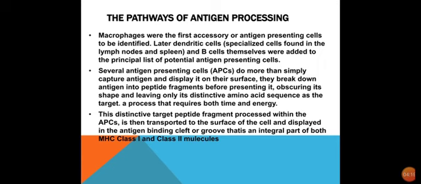Several antigen-presenting cells do more than simply capture antigen and display it on their surface. They break down antigen into peptide fragments before presenting it, obscuring its shape and leaving only its distinctive amino acid sequence as the target, a process that requires both time and energy. This distinctive target peptide fragment processed within the antigen-presenting cells is then transported to the surface of the cell and displayed in the antigen-binding cleft or groove, an integral part of both MHC class 1 and class 2 molecules.